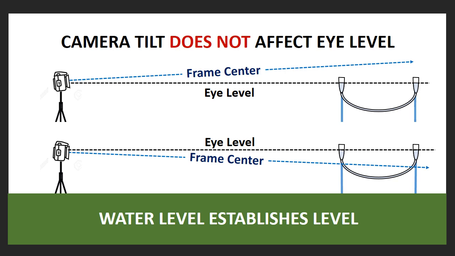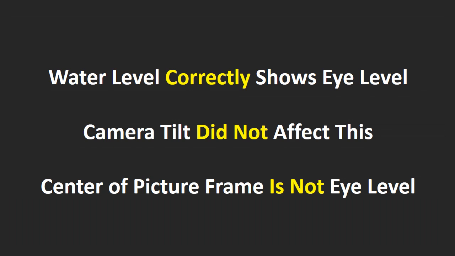So it's exactly like I showed here. When the frame center was high, we could still see eye level. It was just below the frame center and vice versa. So my video showed that the water level always correctly showed where eye level was, and Phuket Word is wrong. Camera tilt did not affect this. The center of the picture frame is not eye level and has nothing to do with eye level.